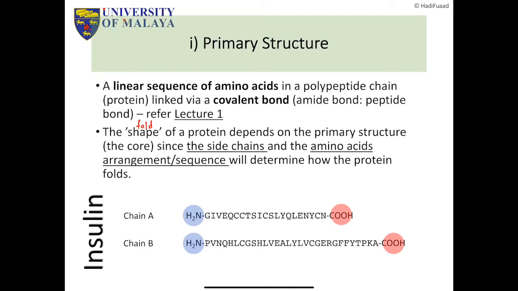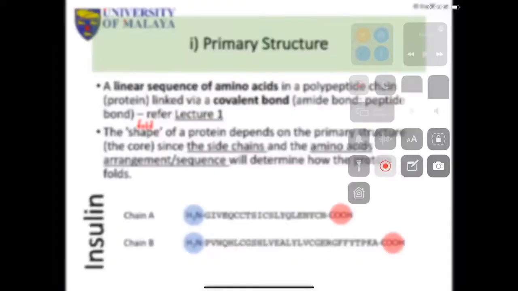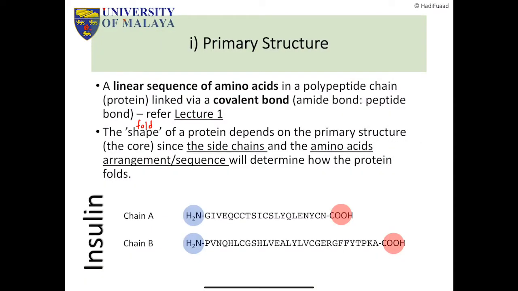Over here, I've prepared insulin. I hope everybody knows insulin. It's a protein that converts glucose to glycogen, our storage energy in the body. Insulin is made up of two chains, chain A and chain B. And this is the sequence of the protein.